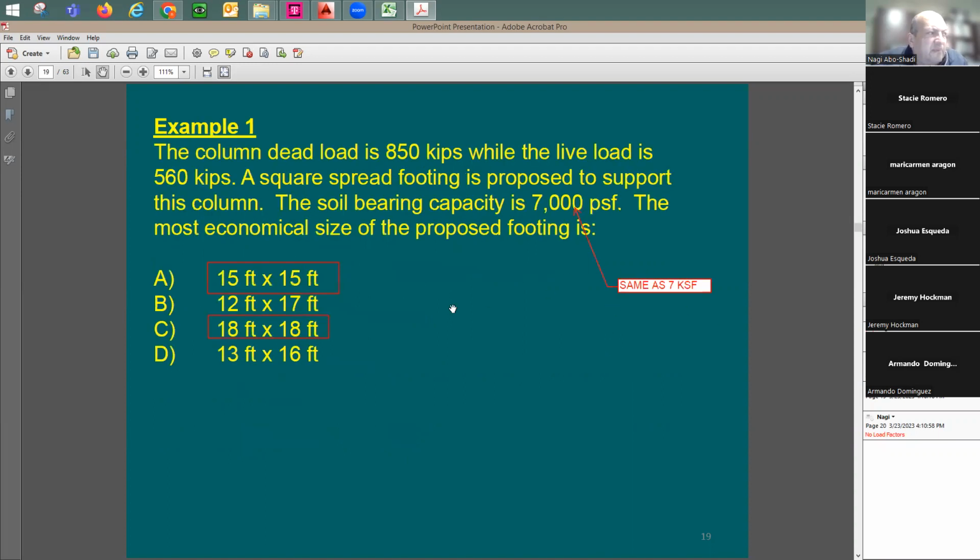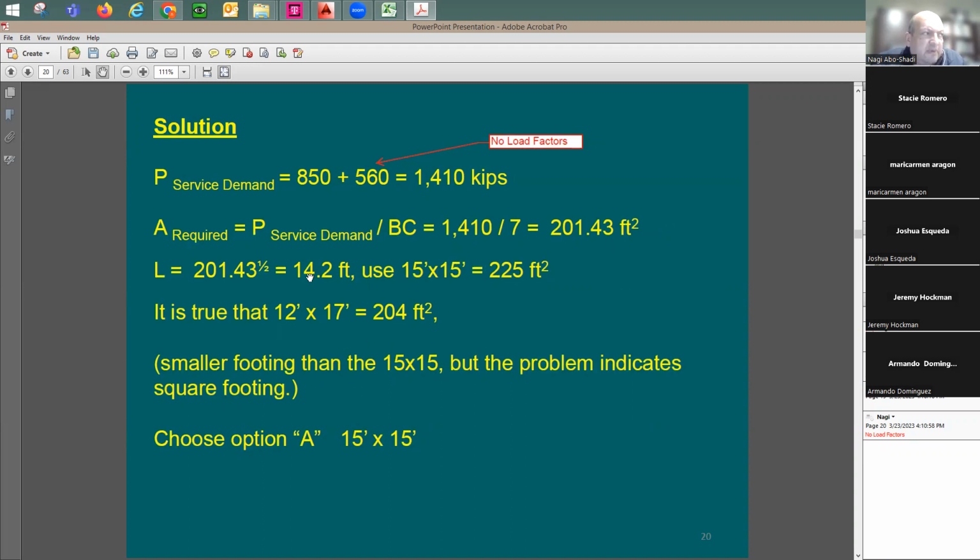This choice is coming from these 4 choices. So I decided to go 15 by 15 instead of 18 by 18, because it looks like I'm going to be okay. This is closer. Now look at the square footage here. It's going to be 225.